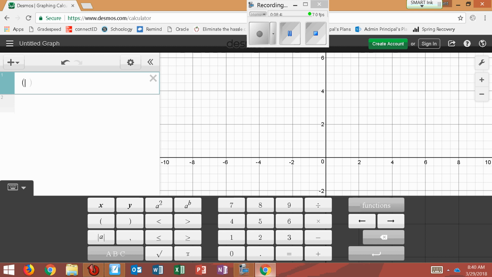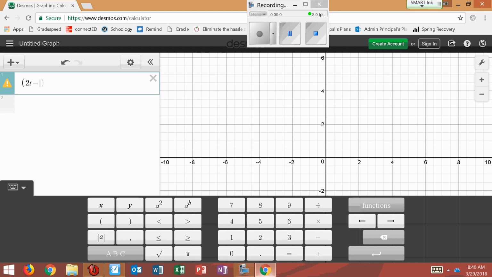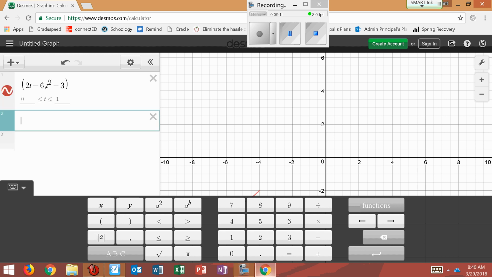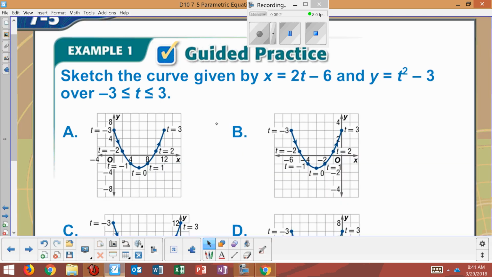So you do parentheses, and then instead of saying x equals, it's going to look for the x first. And so you would do 2t minus 6, and then you do a comma, and then you put in the other equation, which would be t squared minus 3. And I messed up my parentheses here. Let me go back and fix this. Delete the parentheses there. Okay, so now it has it. Then underneath, you would state what values of time you want. As you can see, it's starting to graph it over here. You just need to change the time.